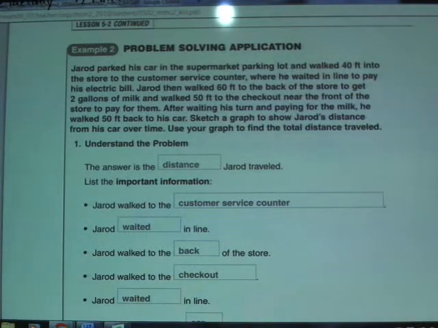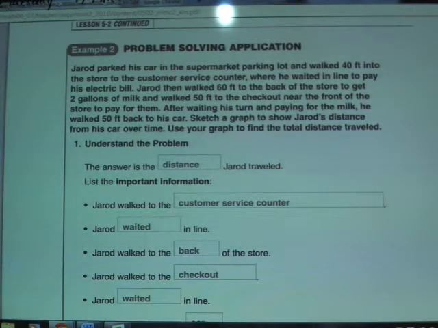All right, so if we take a look at this question, the first thing they're going to do is break this question down into pieces because we're about to graph it. So the answer here is the distance Jared traveled. The question in the very last line is asking me to find the total distance traveled, so that makes sense.